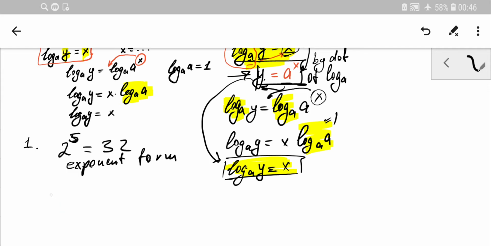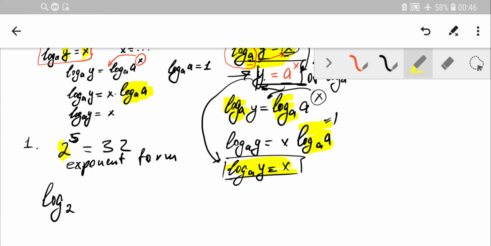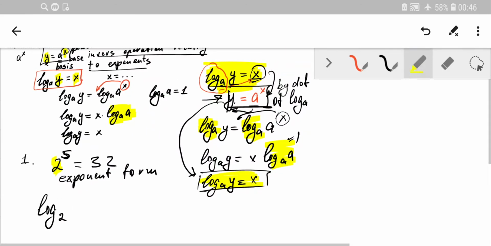How do we get the log form? You just need to apply log of the base 2 in this case. Let's compare what you have. You have the base 2, which is simply a. You raise it to the power of x. For the first time, you can just mark it according to the formula. This is the power of x, and the result, 32, is your y.